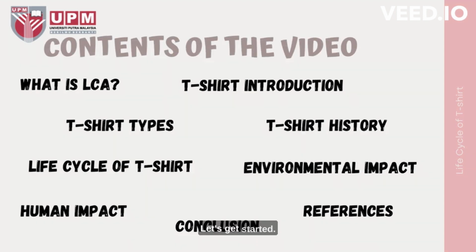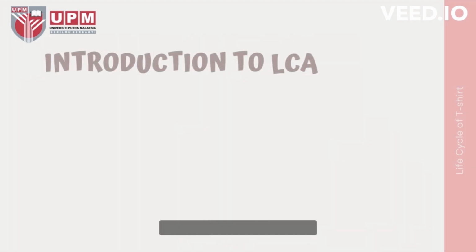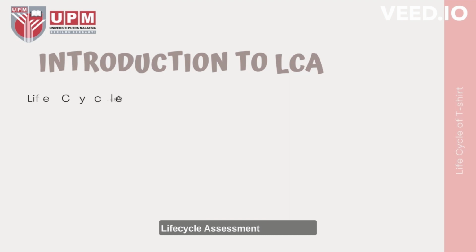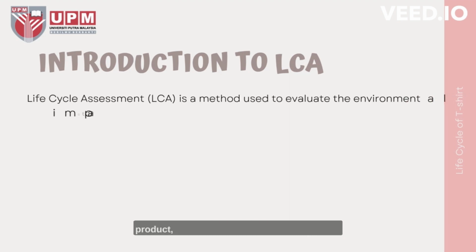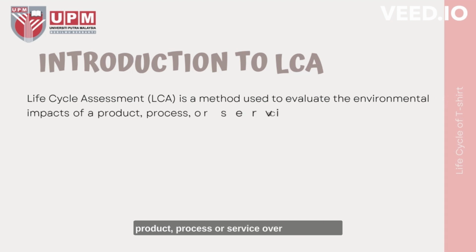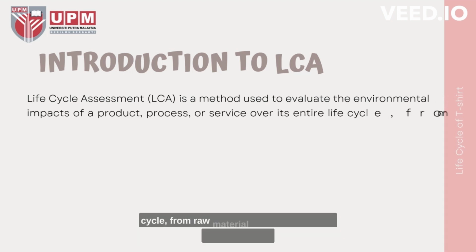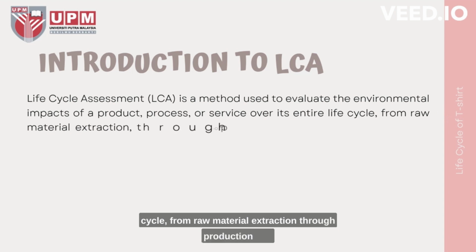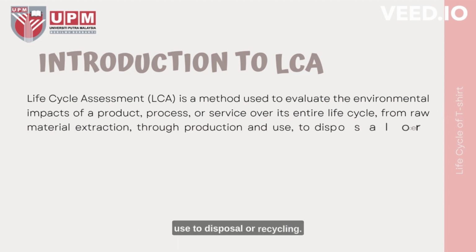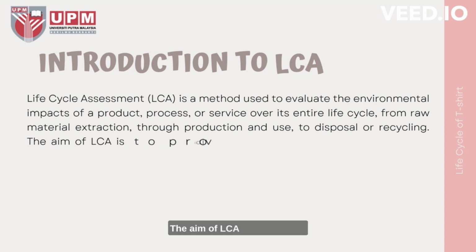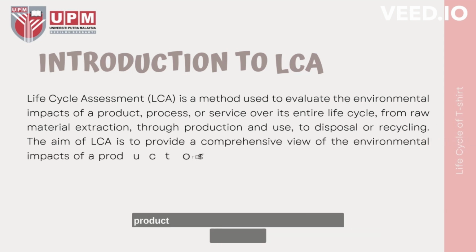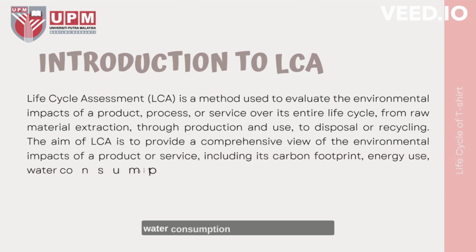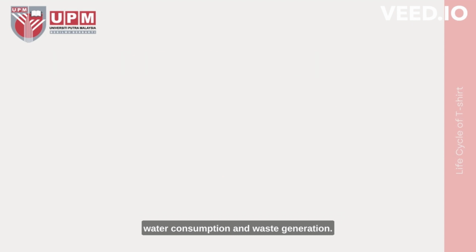Let's get started. What is LCA? Life Cycle Assessment, LCA, is a method used to evaluate the environmental impacts of a product, process, or service over its entire life cycle, from raw material extraction, through production and use, to disposal or recycling. The aim of LCA is to provide a comprehensive view of the environmental impacts of a product or service, including its carbon footprint, energy use, water consumption, and waste generation.